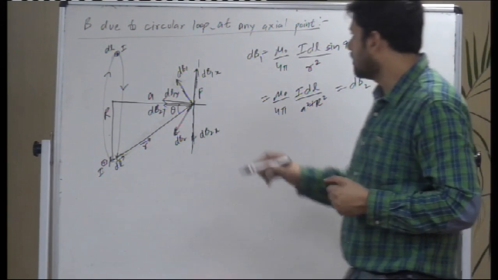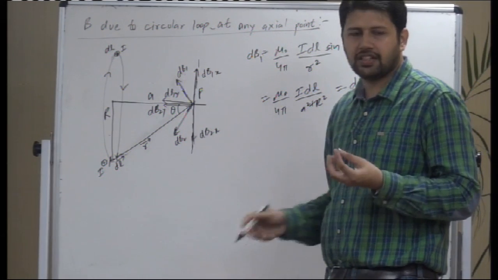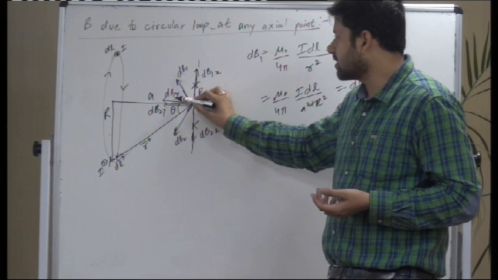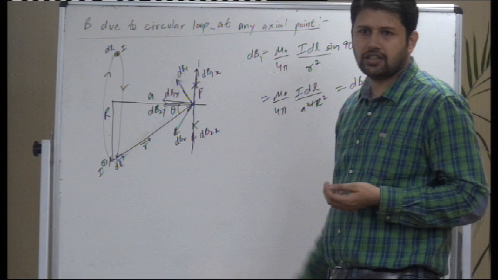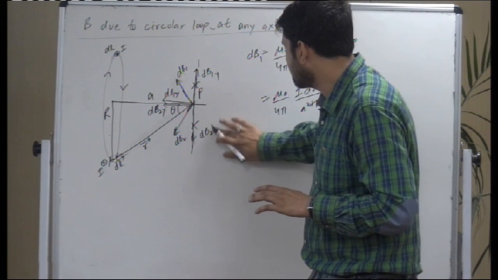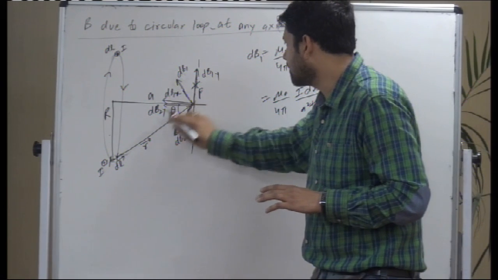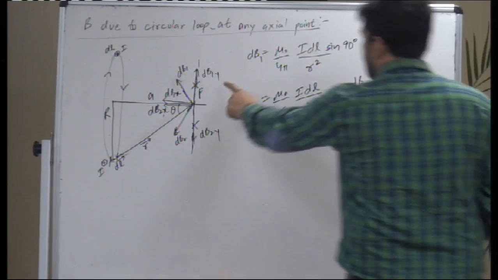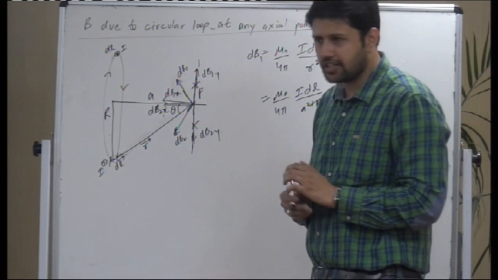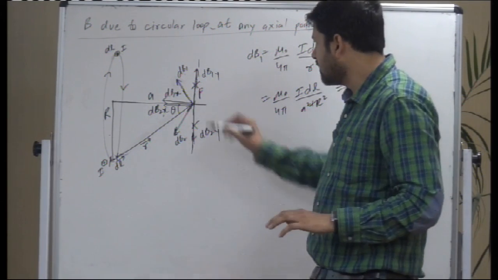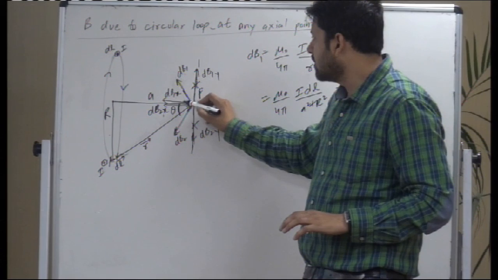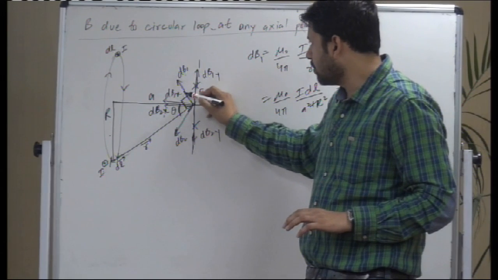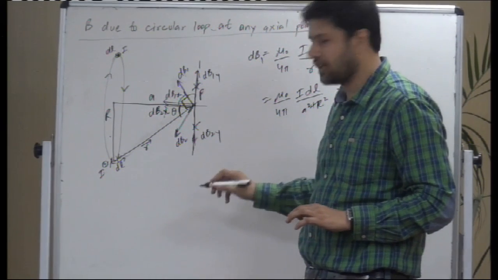Since the two magnetic fields are equal, their components would be equal again. We are interested only in the dB1 and dB2 y components. Sorry, this is y, this is x, I misplaced the symbols. Now the y components cancel, but the x components add up, right? Let's find what the x components are. Now this total angle is 90 degree, so this would be 90 minus theta and the remaining angle would be theta. I'll explain it again.